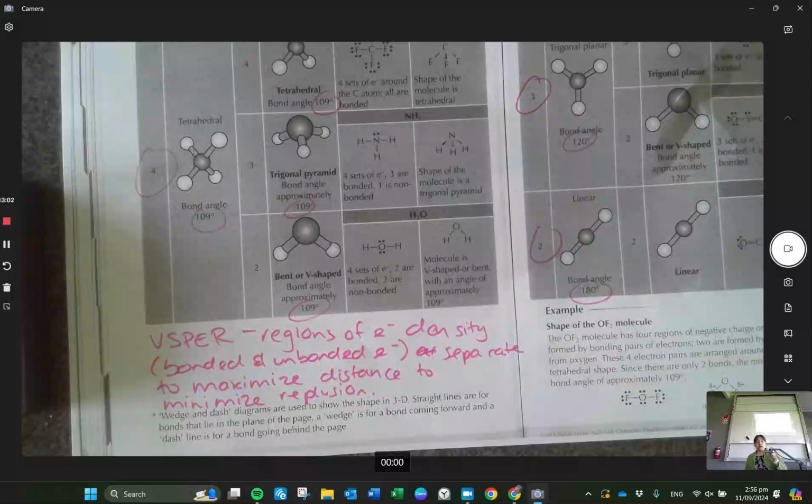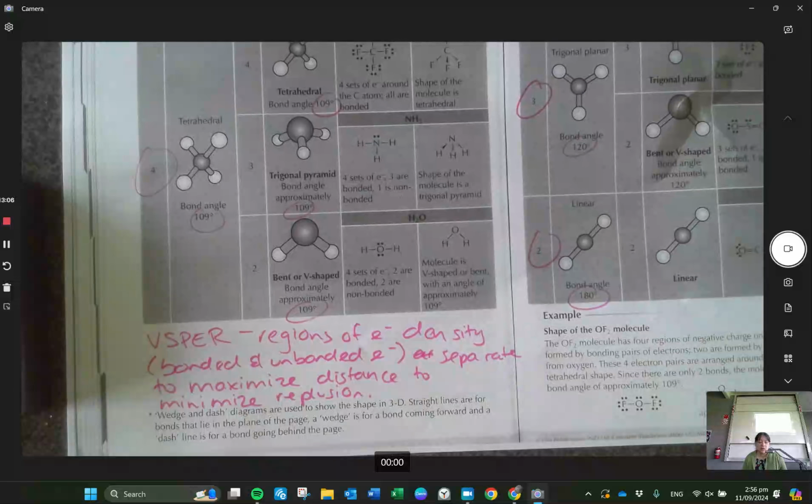The other thing is, you guys have the 3D shapes already drawn for you in the notes, which is good. That's why I really like this example. I know Nadira was stressing about how to draw this information, which I'll show you. Sorry, I wrote that too fast and now it looks really messy. So VSEPR: the regions of electron density separate to maximize distance to minimize repulsion. It's the lowest energy state these molecules exist at.